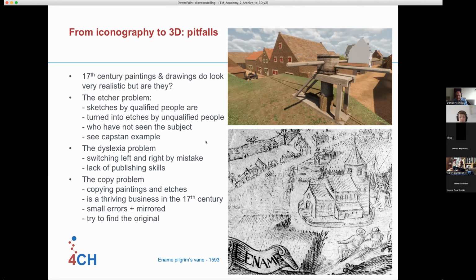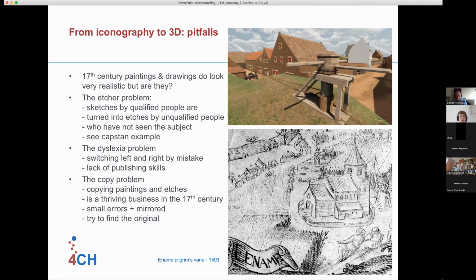Another problem is what I call the copy problem. Paintings, for example, and also many etches were expensive things. They were unique. Etches were, of course, not unique, but they were printed in a low volume, so they were quite expensive. And it was a thriving business in the 17th century to copy paintings and copy other etches by etching.